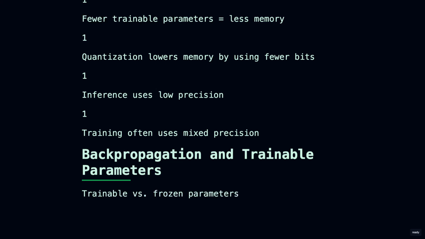A trainable parameter can change during fine-tuning, while a frozen parameter stays fixed. That distinction matters because inference updates nothing, pre-training updates everything, and fine-tuning usually updates only part of the model.